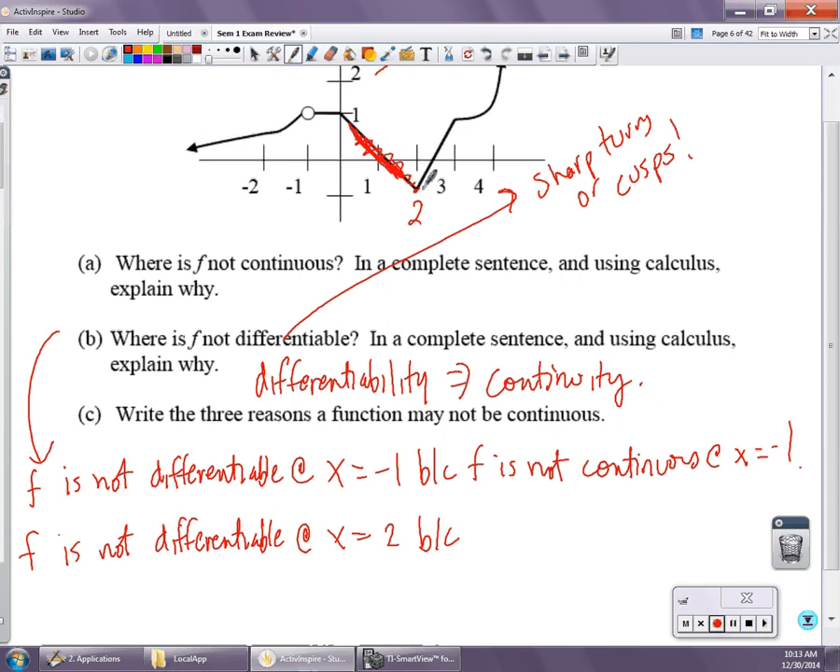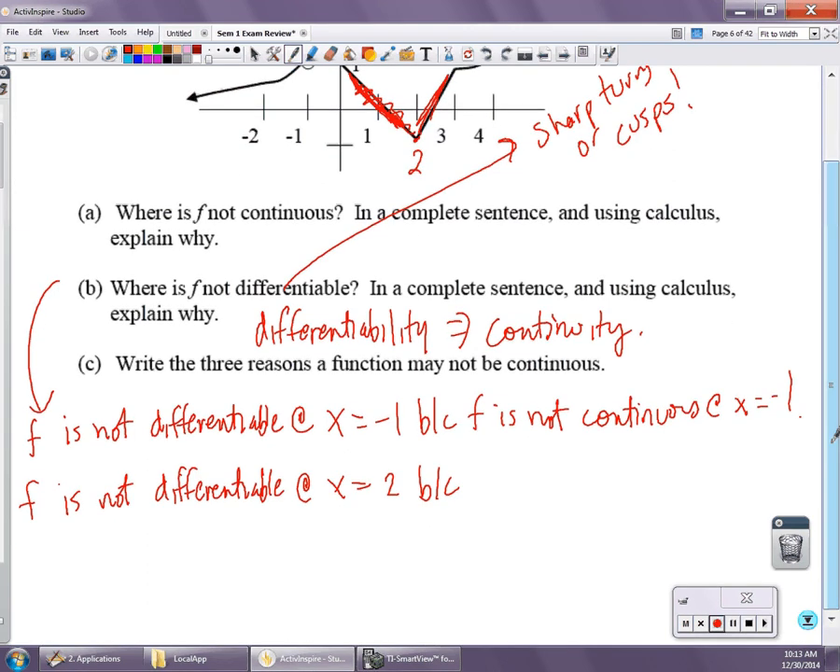The slopes on the left-hand side are not agreeing with the slopes on the right-hand side. There's not that slow, gentle guiding that we talked about a couple of months ago. So I would say because the limit as x approaches 2 from the right-hand side of f of x minus f of 2 over x minus 2. Now, that's your slope formula.